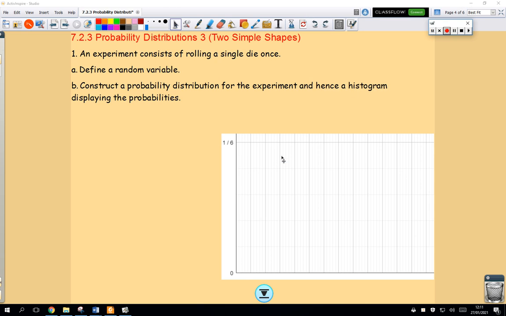Okay, in this class I'm going to talk about graphing some probability distributions through histograms and looking at a couple of very simple shapes. So I'm going to look at two experiments we've actually looked at before.